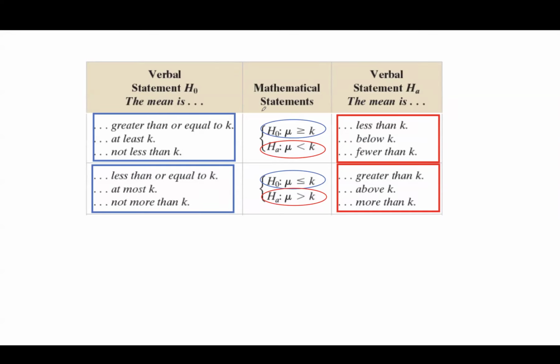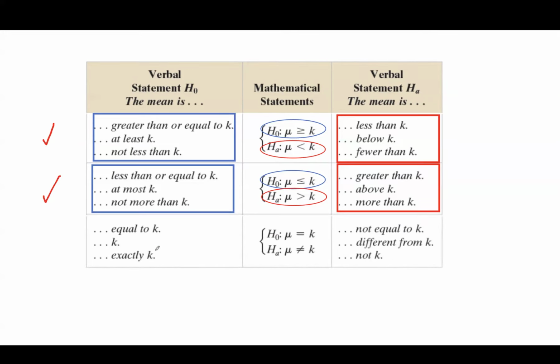So far, we have two categories. Now let us take a look at the third category. In the third category, one of these keywords is given to you: equal to k, exactly k. If you see these keywords in the question, it means that the null is given to you. The null hypothesis in this case says the population mean equals k, the population mean is k, the population mean is exactly k.